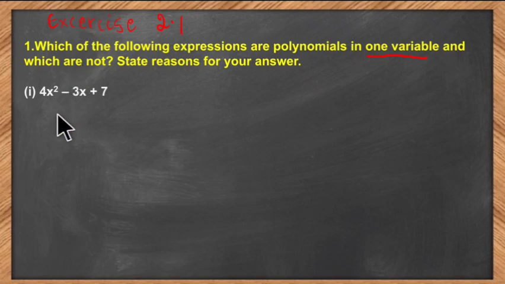See here 4x² - 3x + 7. So what is the variable here? x. And what variable is there here? x. And which variable is there here? x. So this is the constant, no need of looking at that.